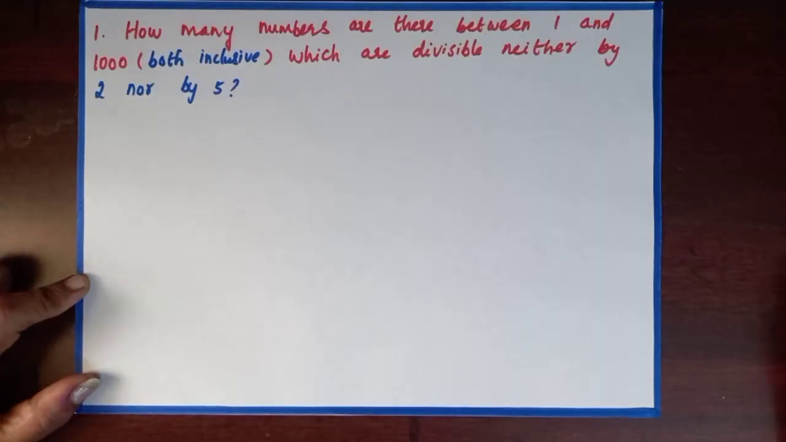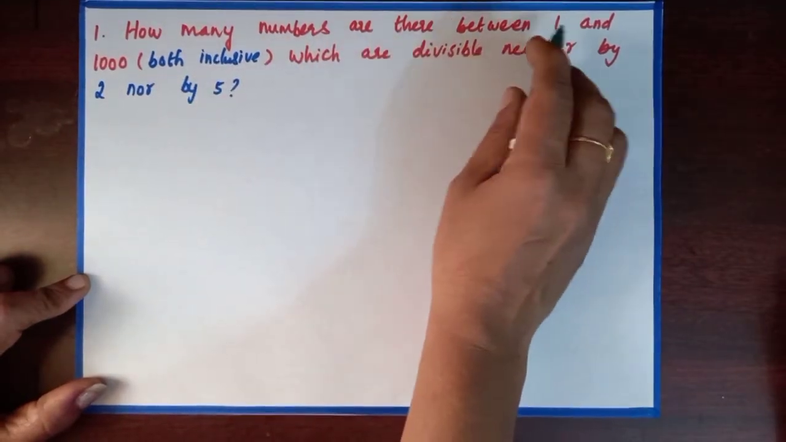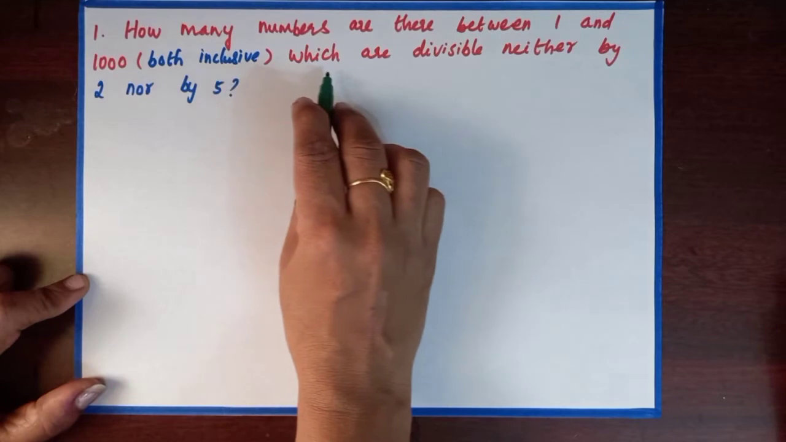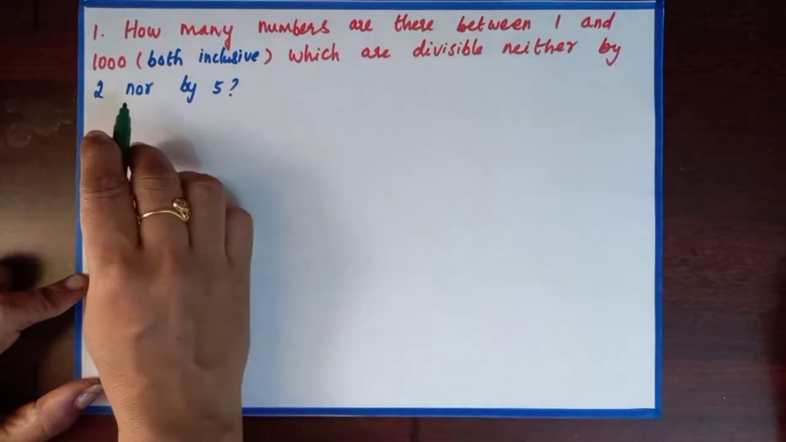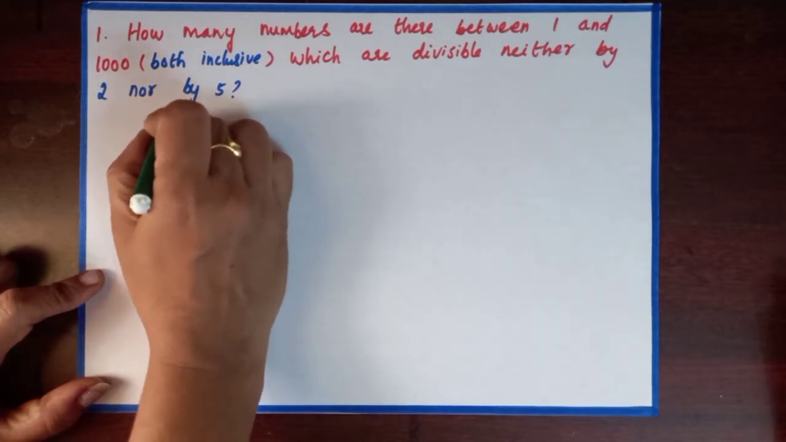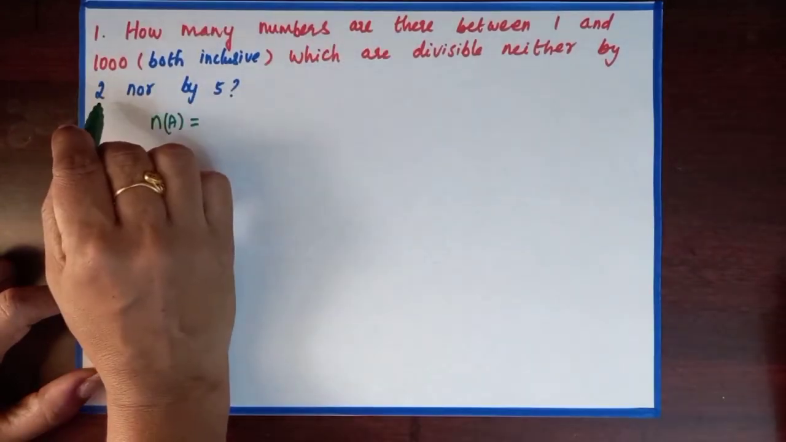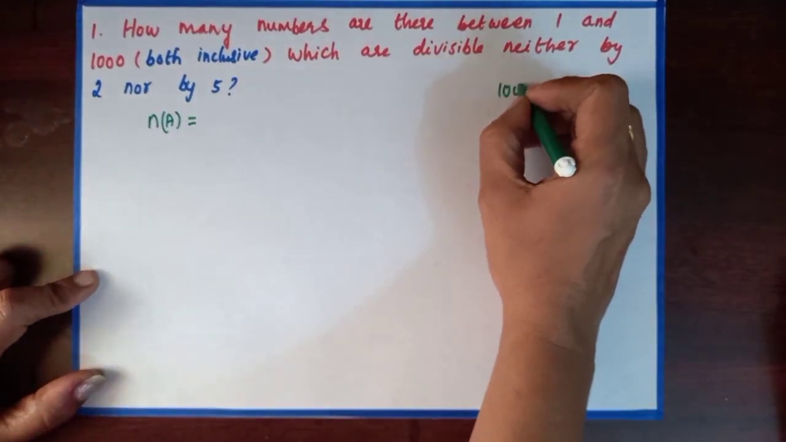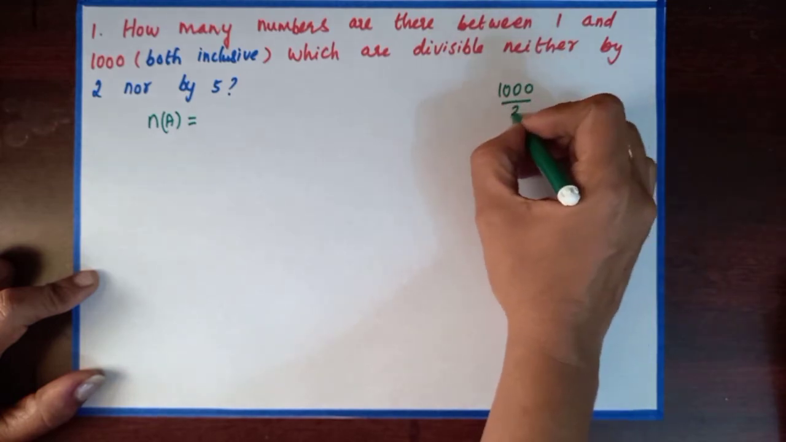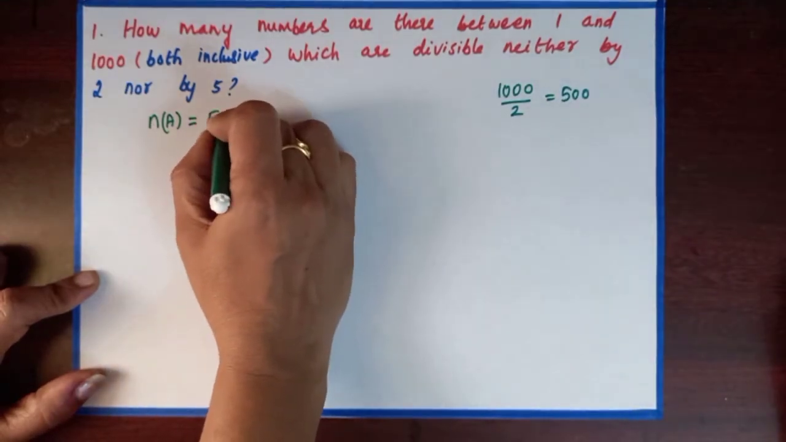In this video, we are going to see remaining problems in exercise 4.1. Question number 1. How many numbers are there between 1 and 1000, both inclusive, which are divisible neither by 2 nor by 5? Consider n of a as number of numbers divisible by 2. So here we have total numbers 1000 divided by 2 is 500. So n of a is 500.